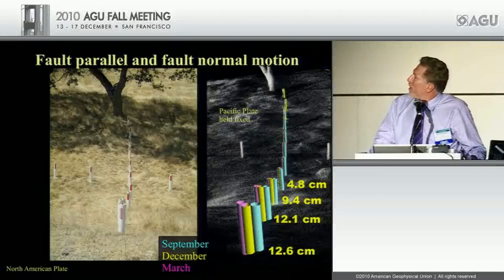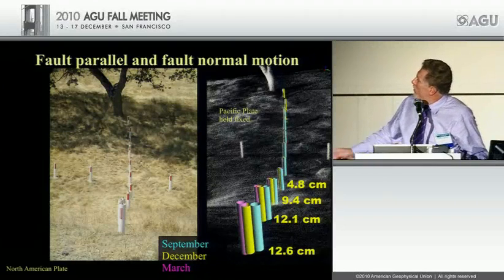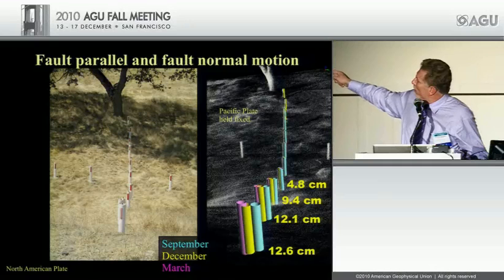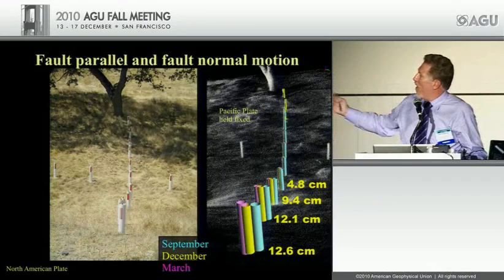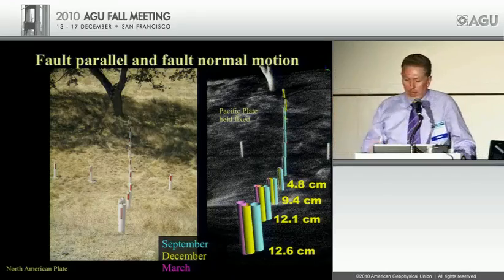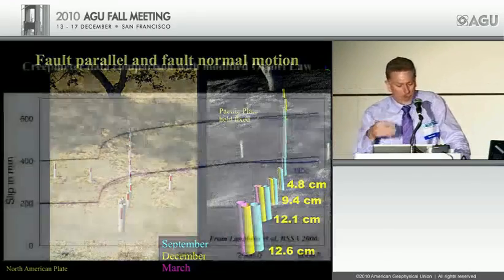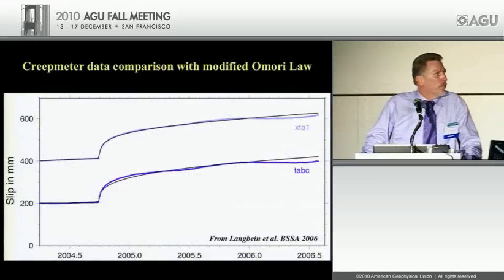We also found there was both fault-parallel motion as well as fault-perpendicular motion. If you look at the cylinders coming across, you can actually see the yellow one out a little bit more. So there's an incredible story that we're trying to ultimately sort out from here.